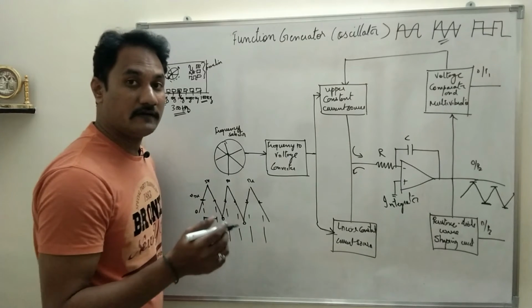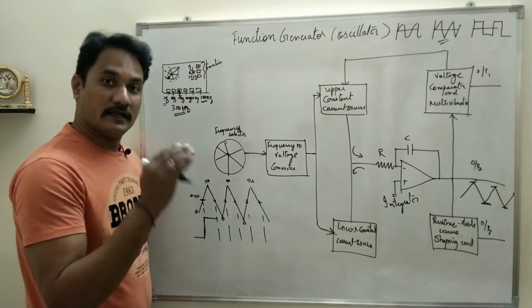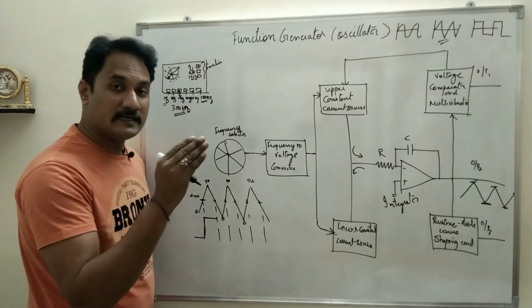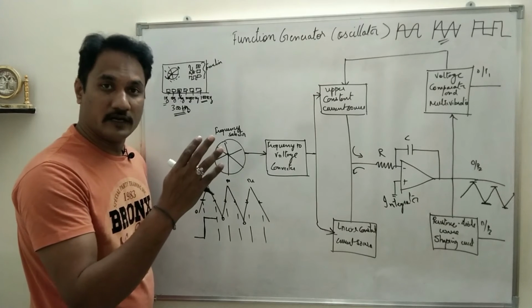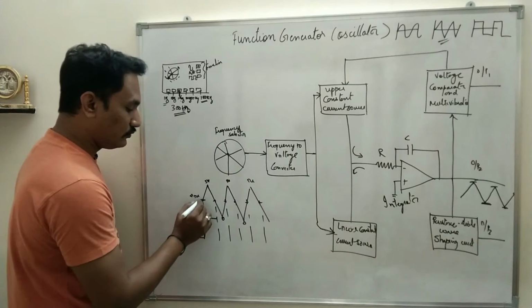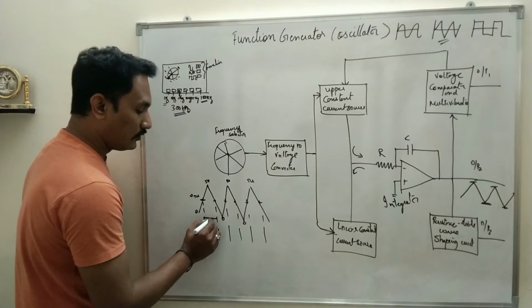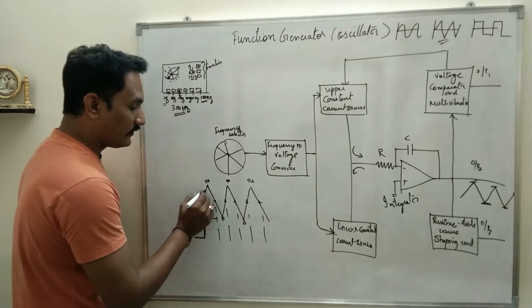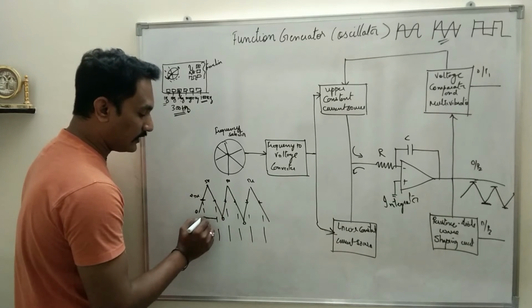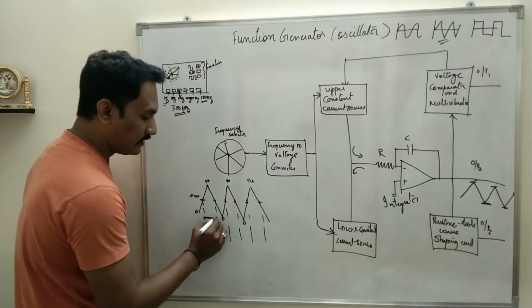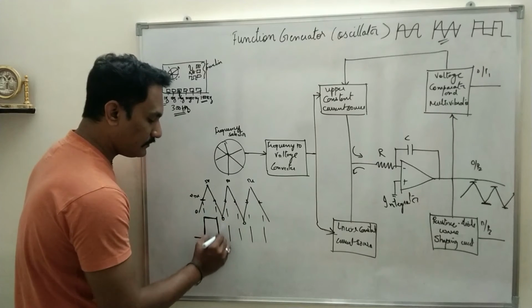See, a bistable multi-vibrator has 0 as a stable state as well as 1 as a stable state, but unless and until you give a trigger, the output will not change. Okay, so from 0 to 2.5 it will be 0. As soon as it crosses 2.5, it will become 1, and from 2.5 to 5 and 5 to 2.5 it will remain 1. As soon as it goes below 2.5, it will again become 0.